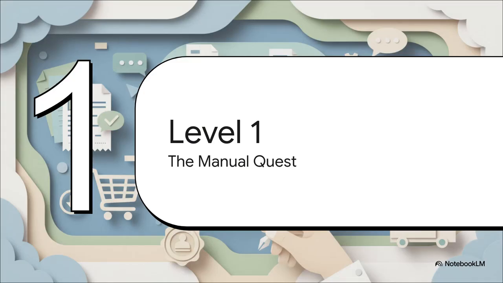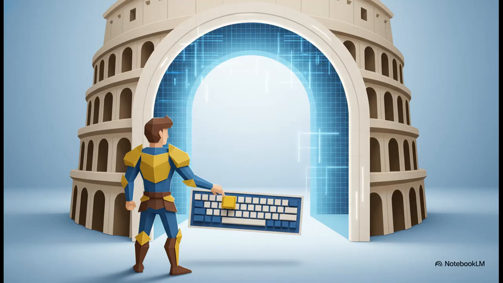All right, hero, your training starts right now. Welcome to Level 1. This is where you'll learn the ancient art of forging a purchase order by hand. It's a fundamental skill, and it gives you complete control over every single detail of your quest. Let's do this. Your first challenge is simple.